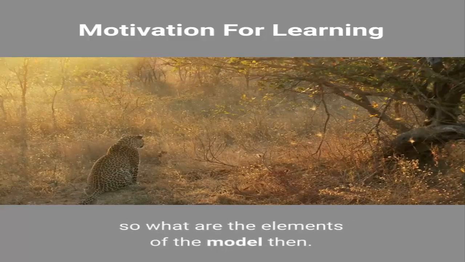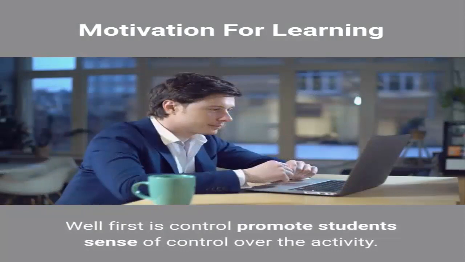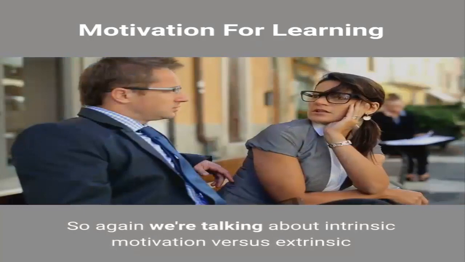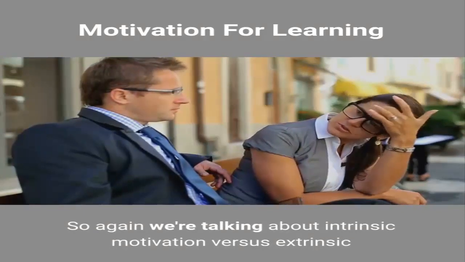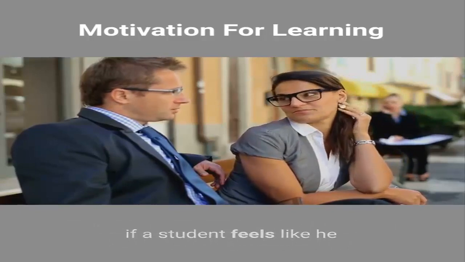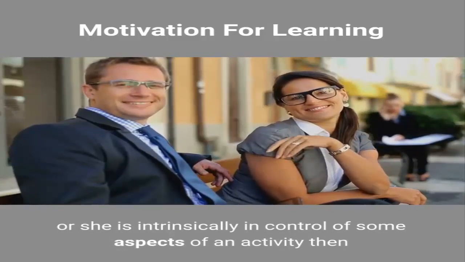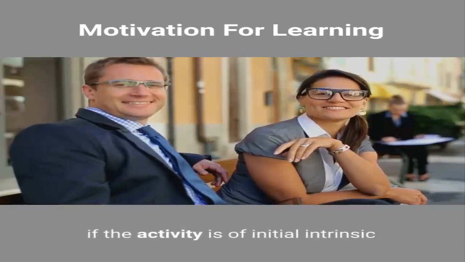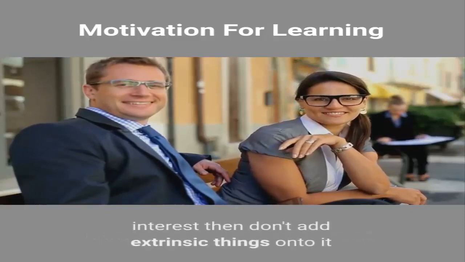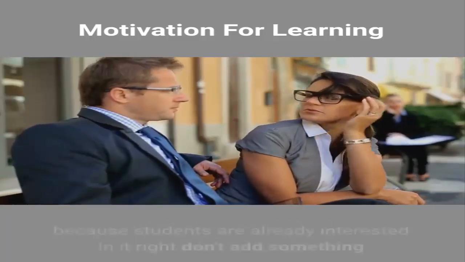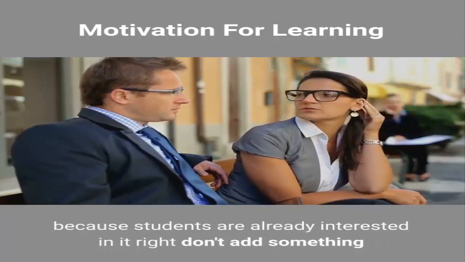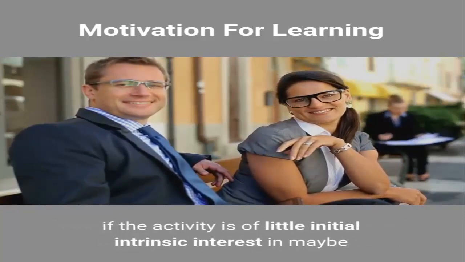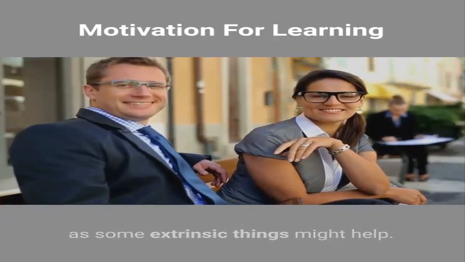So what are the elements of the model? Well, first is control. Promote students' sense of control over the activity. Again, we're talking about intrinsic motivation versus extrinsic. If a student feels like he or she is in control of some aspects of an activity, then that can support their intrinsic motivation. If the activity is of initial intrinsic interest, then don't add extrinsic things onto it because students are already interested in it, right? Don't add something that might ruin the activity. If the activity is of little initial intrinsic interest, then maybe some extrinsic things might help.